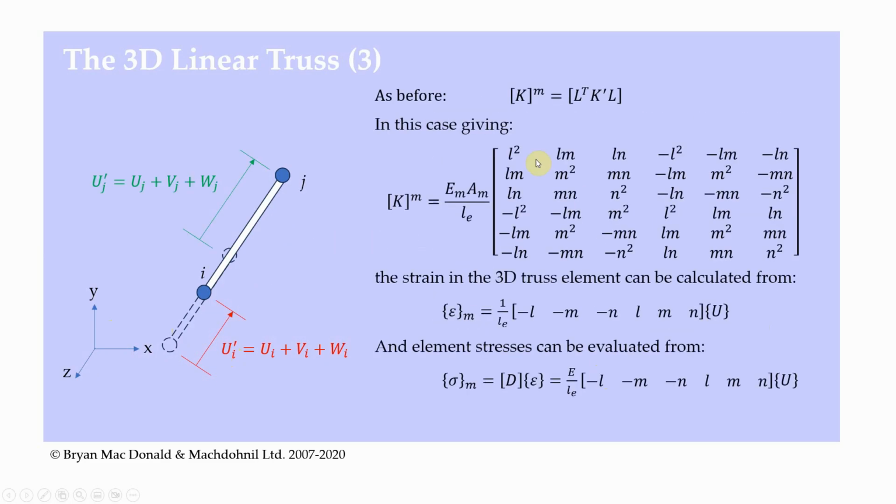As before, k is equal to the transformation matrix transposed times the matrix in 1D, that's just our 2 by 2 matrix, times the transformation matrix again. We multiply this out and we get a 6 by 6 matrix. It's 6 by 6 because we've got 2 nodes with 3 degrees of freedom, or 3 possible ways of moving at each node, so 2 by 3 is 6. Again, this is just a combination of the different direction cosines L, m, and n. The strain can then be calculated from this, using the same procedure as with the 2D, and the stresses can be evaluated from this.